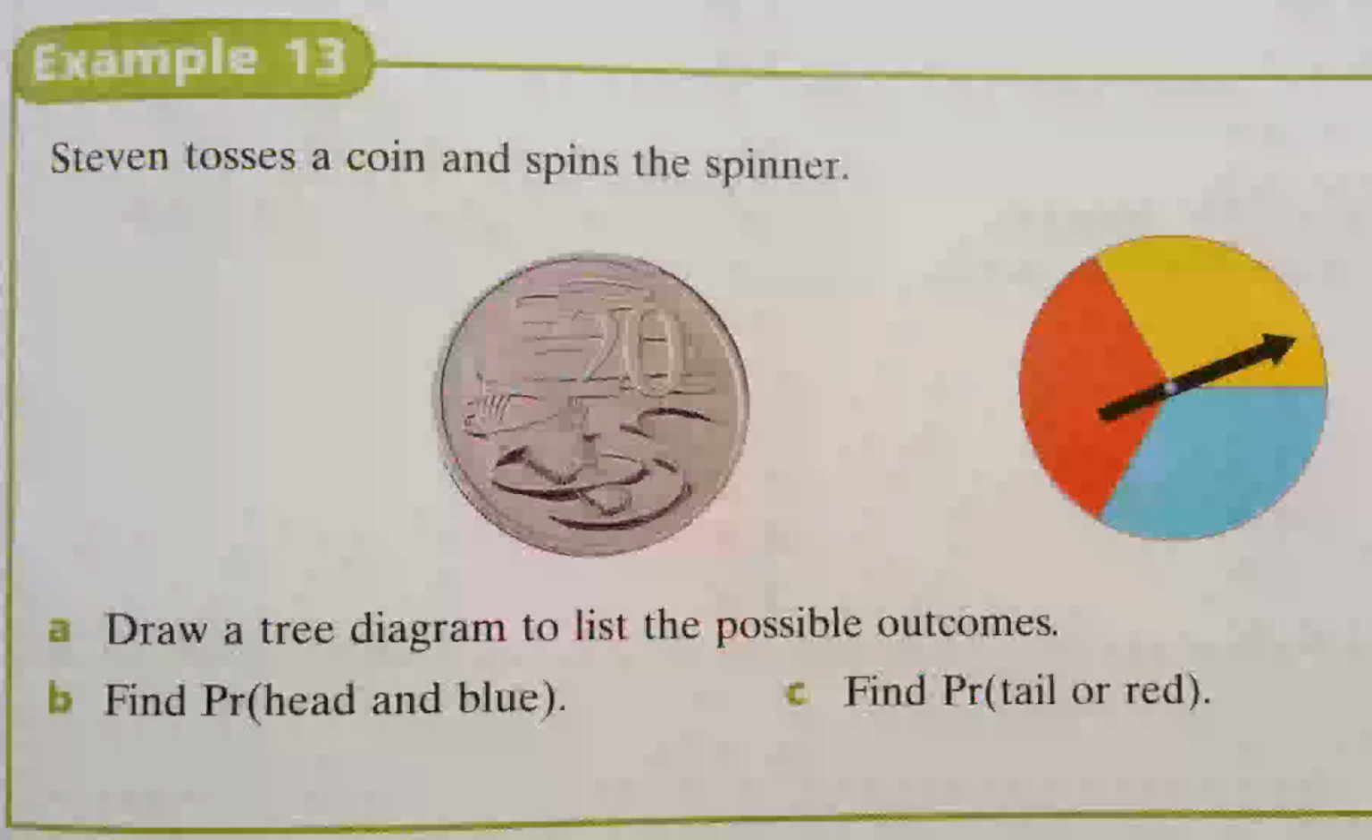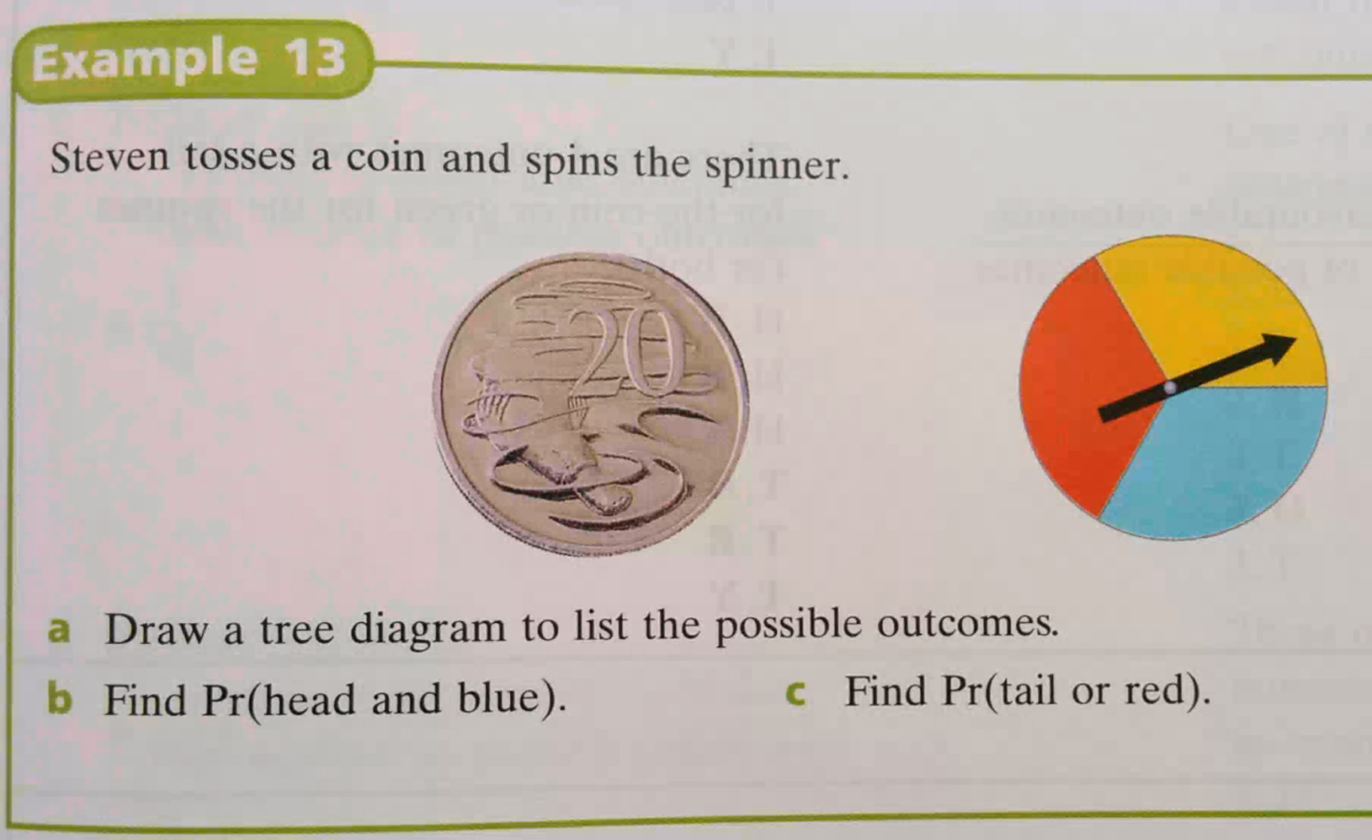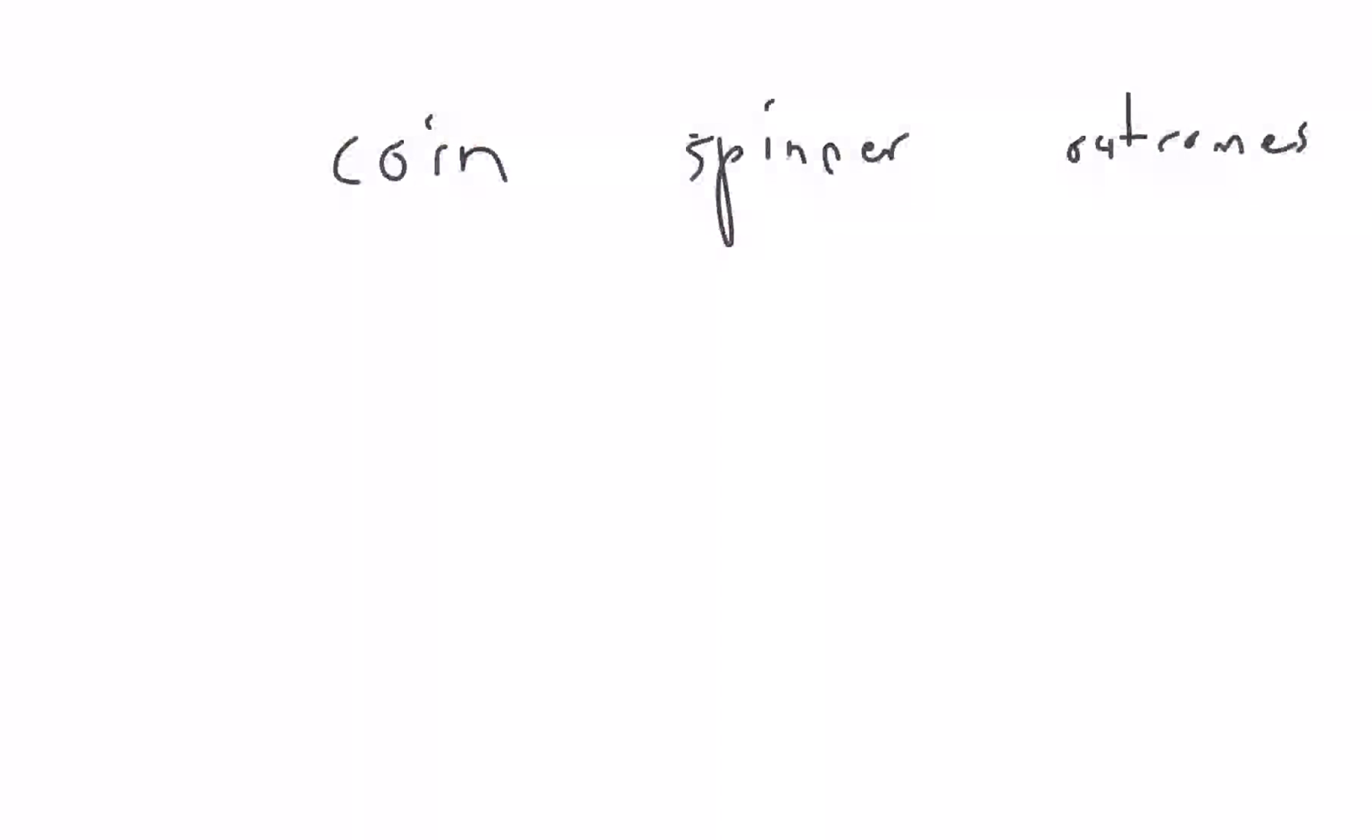Let's have a look at another question. Stephen tosses a coin and spins the spinner. Question 1, draw a tree diagram to list the possible outcomes. First thing that happens is I toss the coin. We know the possibilities for that. I could have heads or tails.